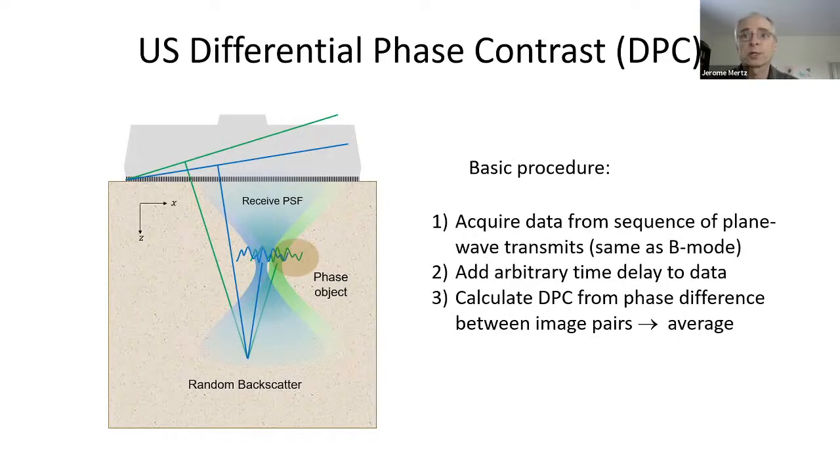Here's the basic procedure. Instead of just using two transmit pulses with two angles, we're going to use a sequence of multiple angles, exactly the same as you would do in B-mode imaging. In fact, we're going to use the same raw data, but to convert our imaging from a reflection mode to a transmission mode, we're going to apply an arbitrary time delay to all our received data. And then we're going to calculate the phase differences between image pairs from pairs of tilt angles. And since we have multiple pairs to work with, we can do averaging.